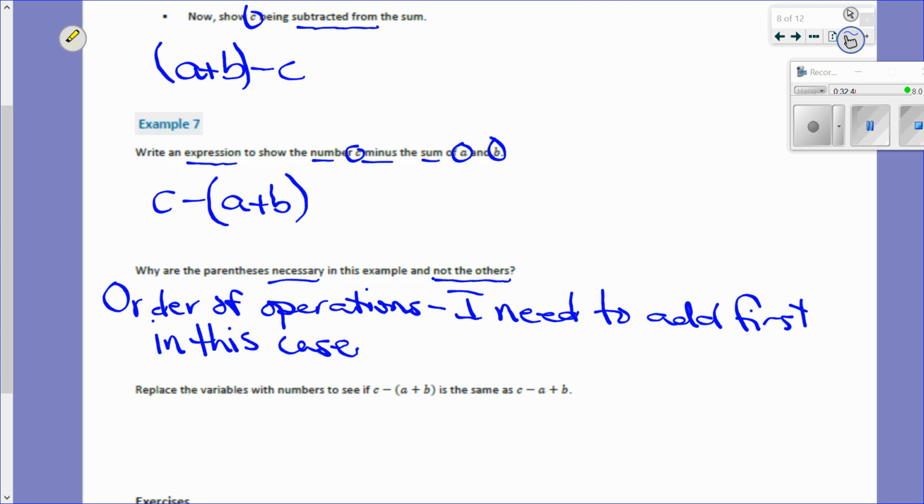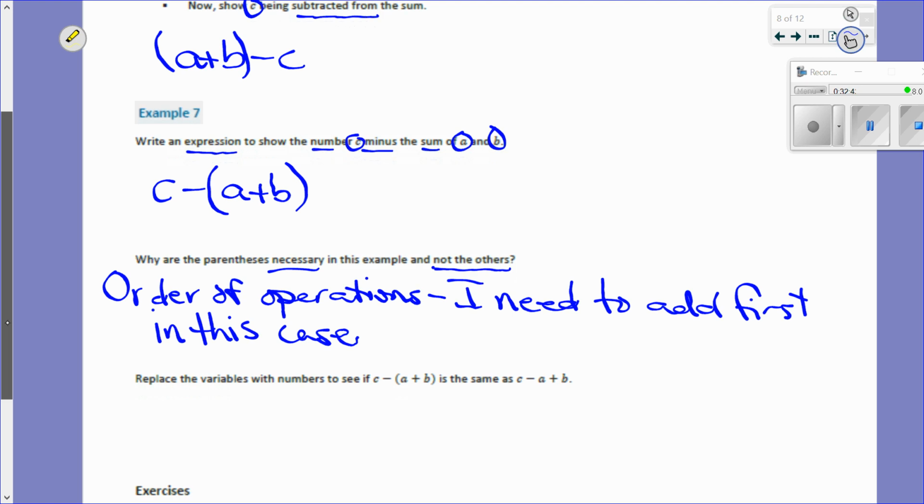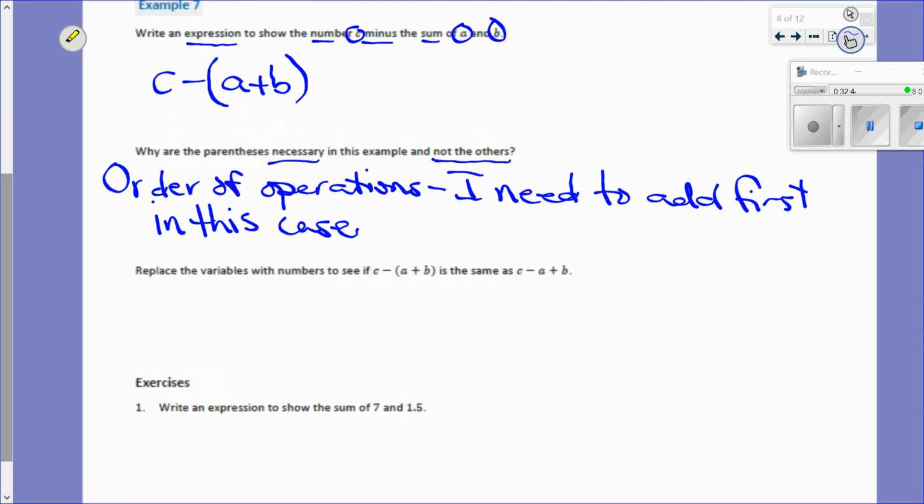Okay? So let's replace our variables, and this is what we call substitution, guys. Basically, I tell you the value of a variable. So we're now going to put values to the variables. We'll say C is 8, A is 4, and B is 2. So what we're going to do now is substitute those values in for the variables.